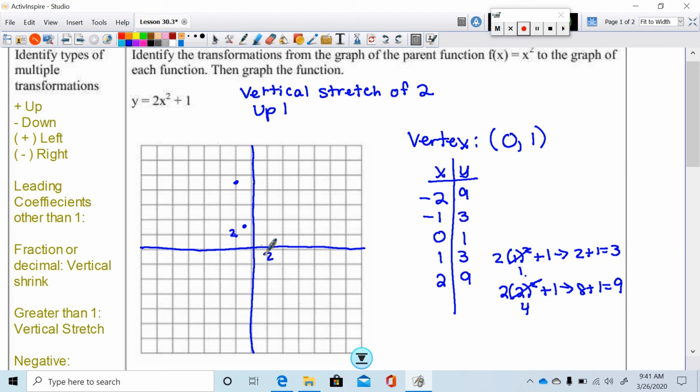Okay, so 0, 1 is actually right here. Sorry about that. 1, 3, if I'm counting by 2s, it would be right here. And then 2, 9 would be right there. Okay, I'm going to make my parabola. Try to make it a U on the bottom and not a V, because if it's a V, it's an absolute value function. Okay, that is the first problem.